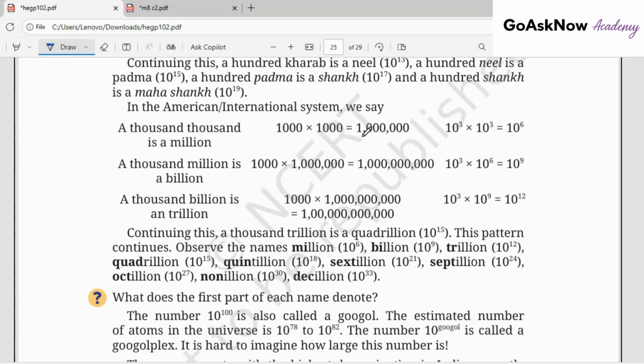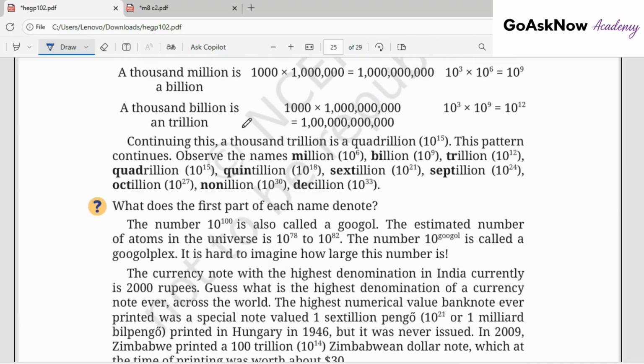1,000 thousand is a million, and 1,000 million is a billion. Next, 1,000 billion is a trillion. Continuing this, 1,000 trillion is a quadrillion, 10 power 15. This pattern continues. Observe the names: million, 10 power 6; billion, 10 power 9; trillion, 10 power 12; quadrillion, 10 power 15; quintillion, 10 power 18; sextillion, 10 power 21; septillion, 10 power 24; octillion, 10 power 27; nonillion, 10 power 30; decillion, 10 power 33.